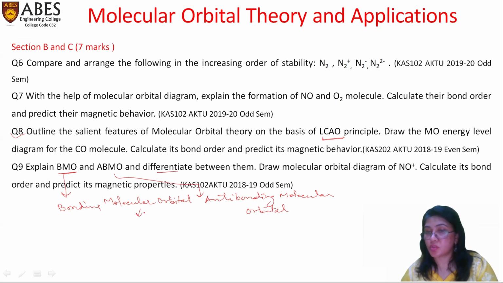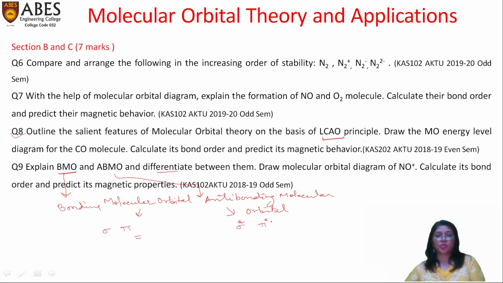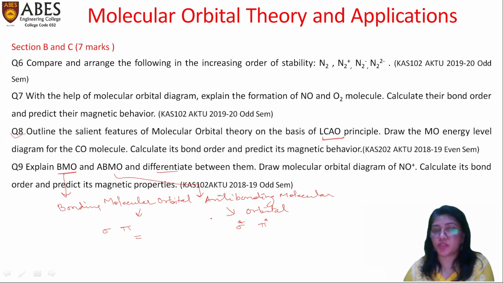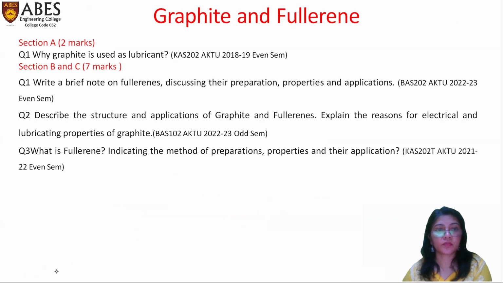A bonding molecular orbital always has energy lower than that of the atomic orbitals, while an antibonding molecular orbital has higher energy as compared to the atomic orbitals. Bonding molecular orbitals are denoted by sigma and pi, and antibonding by sigma star or pi star. Bonding molecular orbitals give stability to the molecules, while antibonding molecular orbitals don't. These are some of the differences between bonding and antibonding molecular orbitals.